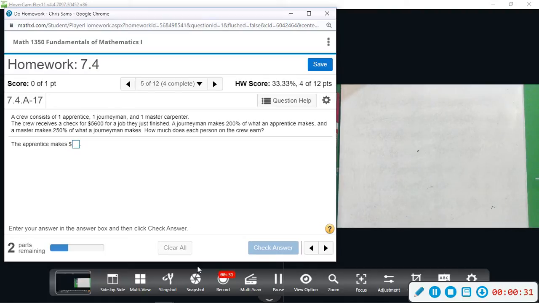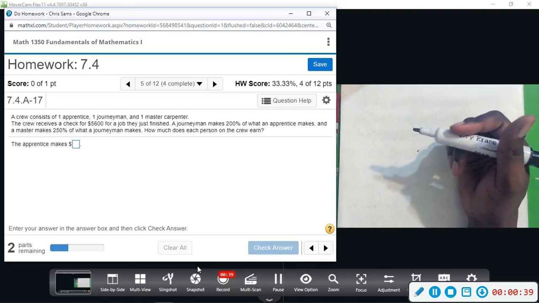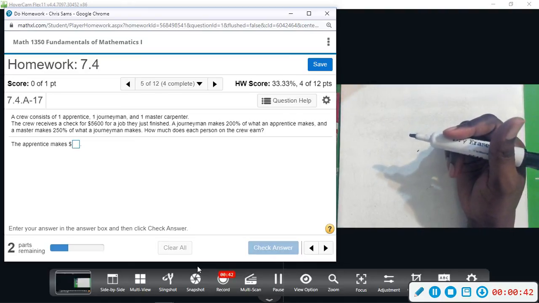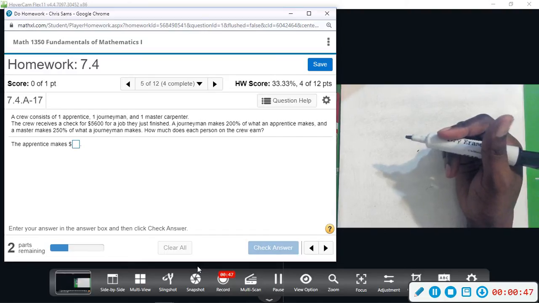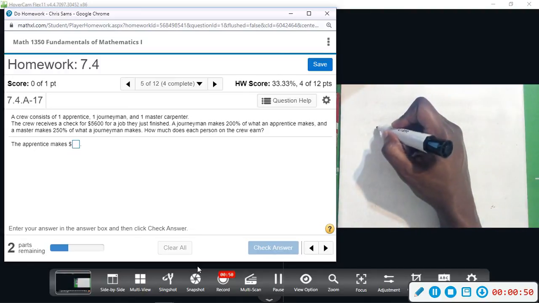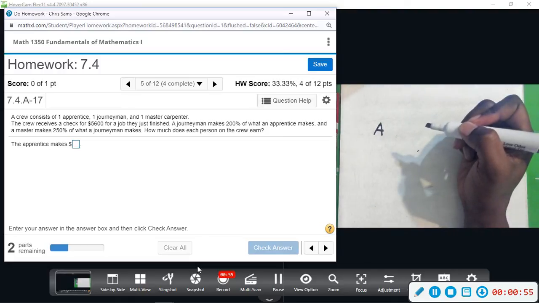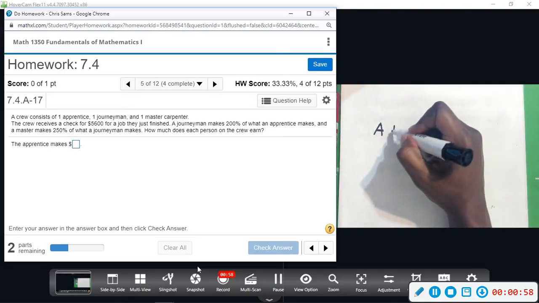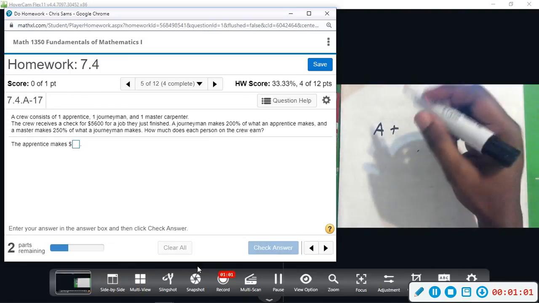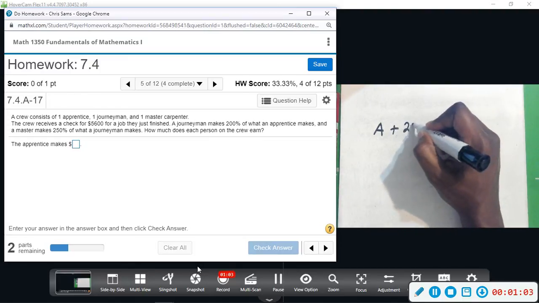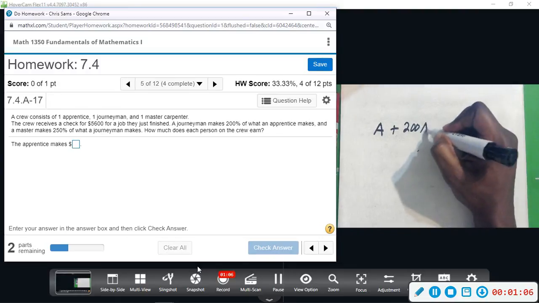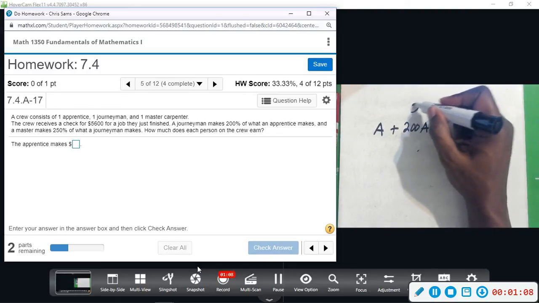So we're going to be breaking this down in 2 parts. Okay. So a journeyman makes 200% of what the apprentice makes. So the apprentice makes some amount, and then the journeyman makes 200% of that. So we're going to say 200 times A. This is the journeyman. I'm going to put a J here, what he makes.